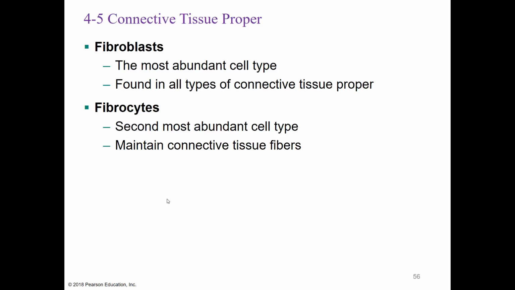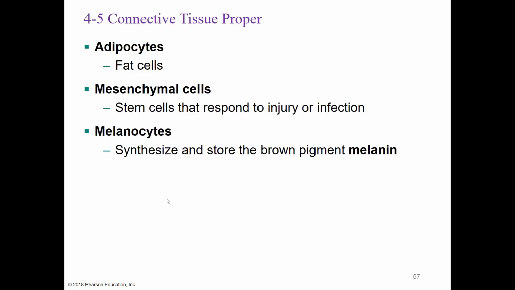Fibrocytes are the second most abundant type of cell, and they help to maintain the connective tissue fibers of connective tissue proper. Adipocytes, these are just fat cells. Mesenchymal cells are stem cells that respond to injury or infection, and they're going to do that by dividing. Melanocytes are going to produce the brown pigment melanin.